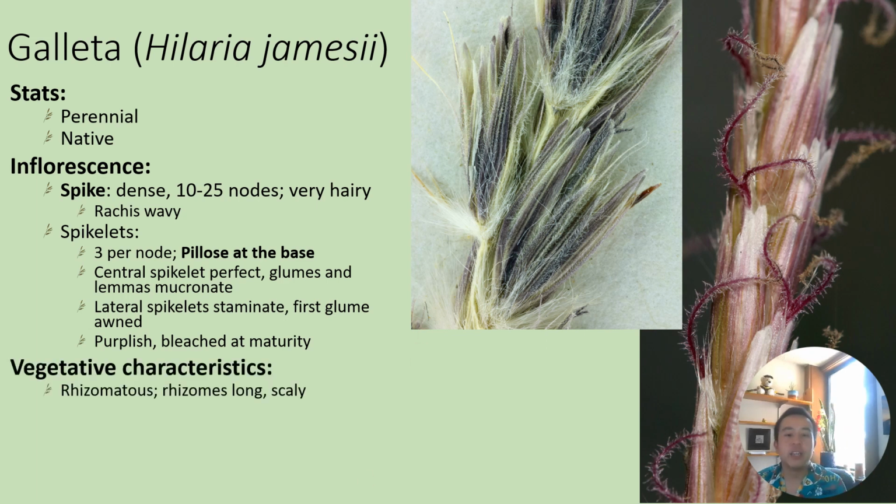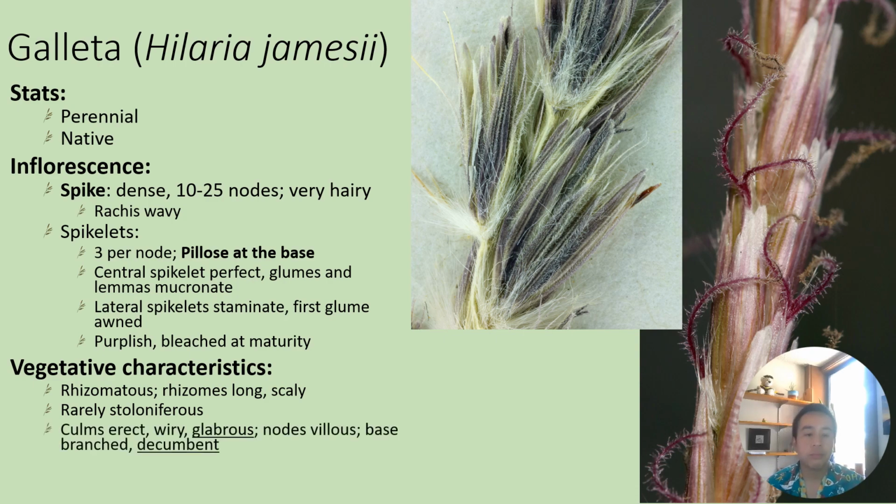In terms of its vegetative characteristics, it's a rhizomatous plant with long rhizomes, and often the rhizomes are slightly scaly, and so that just gives some rough surface to the rhizomes itself. And typically they're considered rarely stoloniferous, so sometimes these rhizomes may not be as successful and they may produce stolons above ground, but this is just a rare instance.